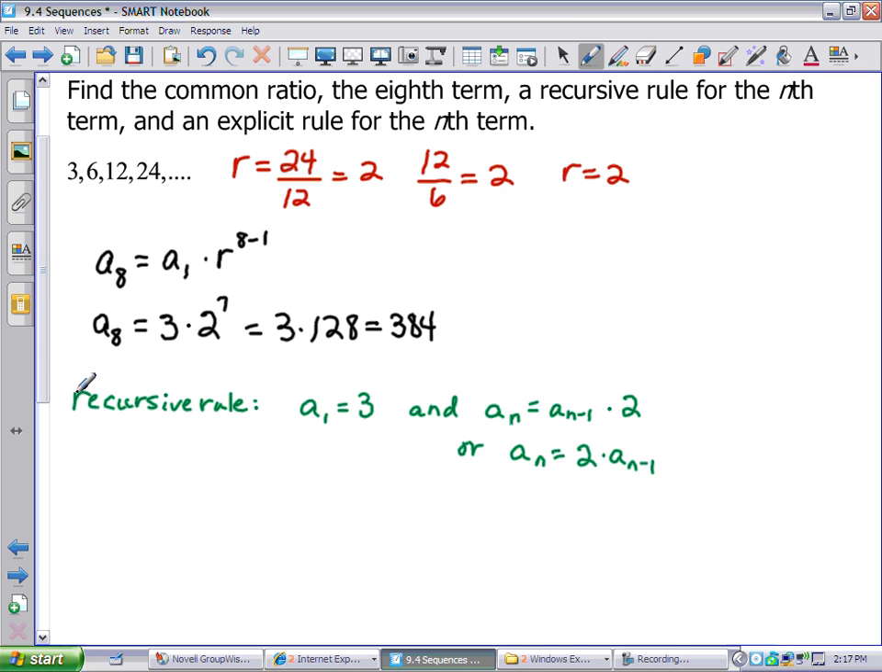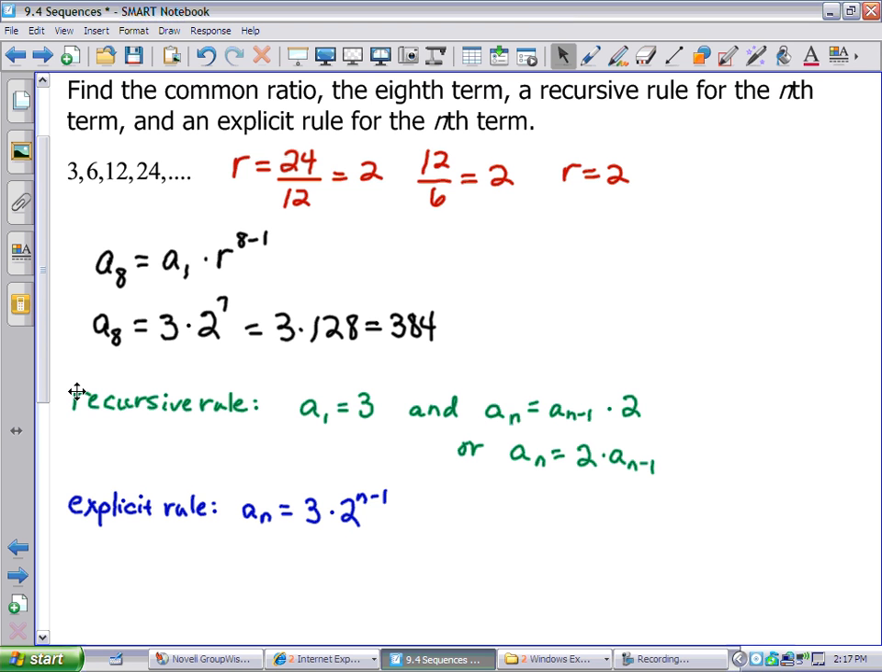Lastly, we have to write an explicit rule. On the explicit rule, you take a sub n is equal to your first term, a sub 1, which was 3, and you multiply that by your common ratio, which is 2, raised to the power of n minus 1. So this is your explicit rule.